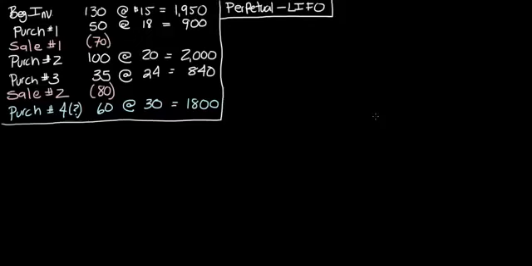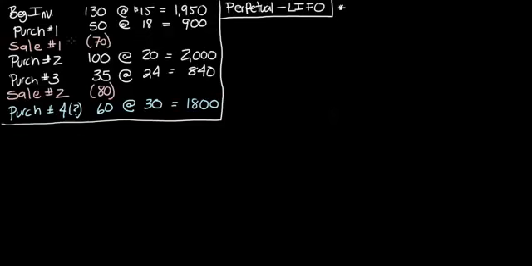We're going to continue on with the Digget Shovels case, which again can be found at the bottom of this video link. We're now going to focus on perpetual LIFO. And what did the journal entries in the income statement look like under perpetual LIFO?